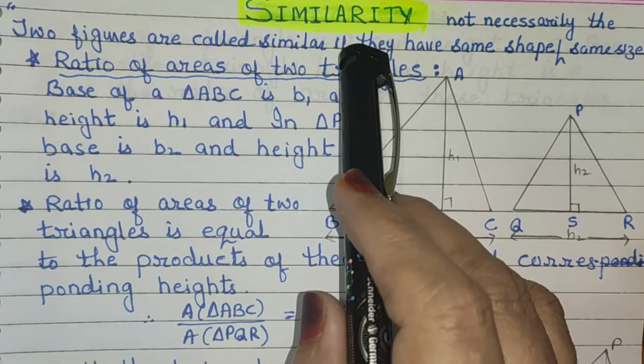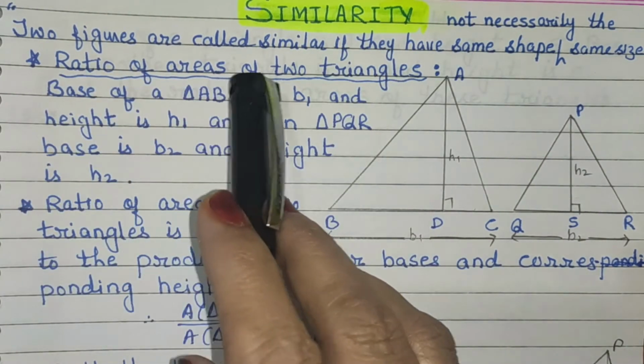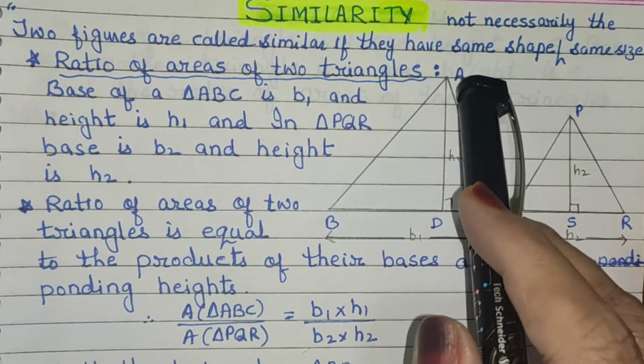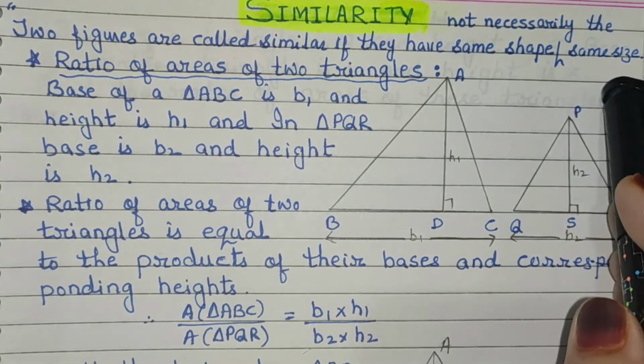Now the first chapter of mathematics second, means geometry, is similarity. In the previous standard we learned what is similarity. Two figures are called similar if they have same shape, not necessarily the same size.